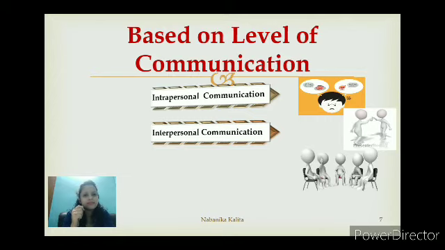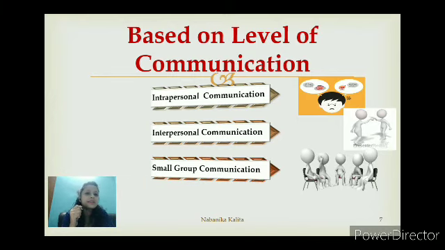Of course, not only fighting, sometimes we can talk, we can share some things between two friends. There can be sharing of information between teacher and student. All these are interpersonal communication between two or more persons.